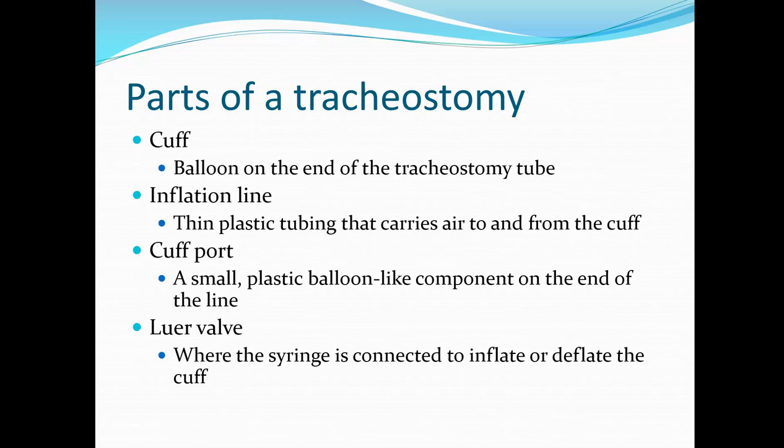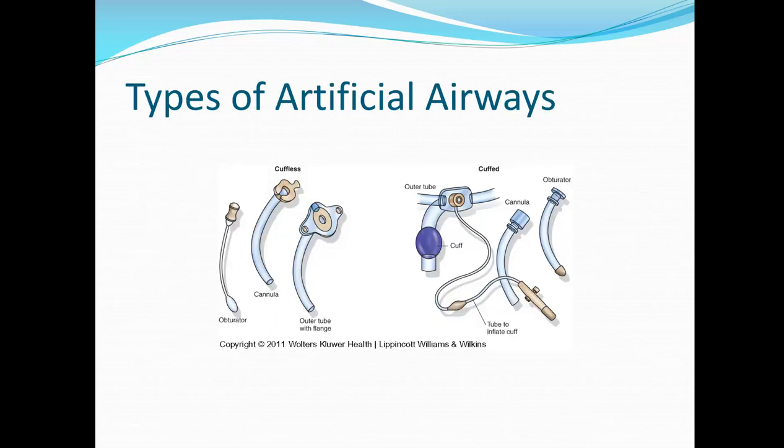There is a line on it that's like thin plastic tubing that carries air to and from the cuff. So that's how we inflate the cuff, deflate the cuff. There's a cuff port, which is a small plastic balloon-like component at the end of the line. And then there's a Luer valve where the syringe is connected to inflate or deflate the cuff. So that cuff port and Luer valve is talking about this little part here. So this is how they inflate the cuff.